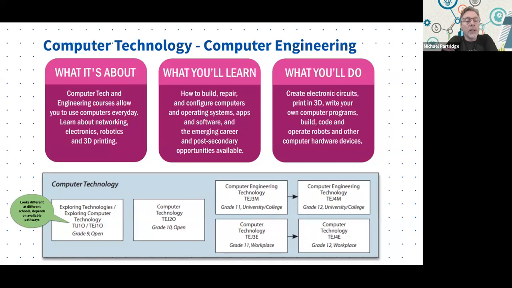Again, I'll draw your attention to the TIJ 10. So in all of our schools, you're going to have that exploring tech option. So you get to see if you like the technology courses. And then it moves into TEJ 20, 3M, or 4M for the most part. Some schools will be heavy into robotics. Some schools will be heavy into networking. Depends on the specialization of the teacher, but they do all cover this kind of networking kind of technological education.